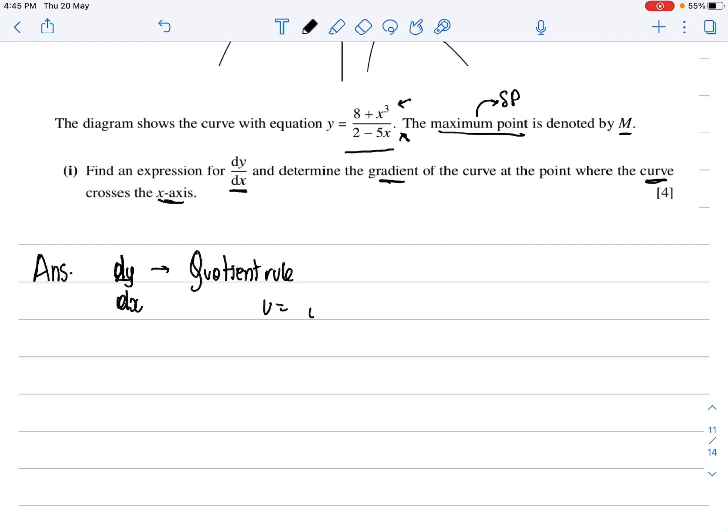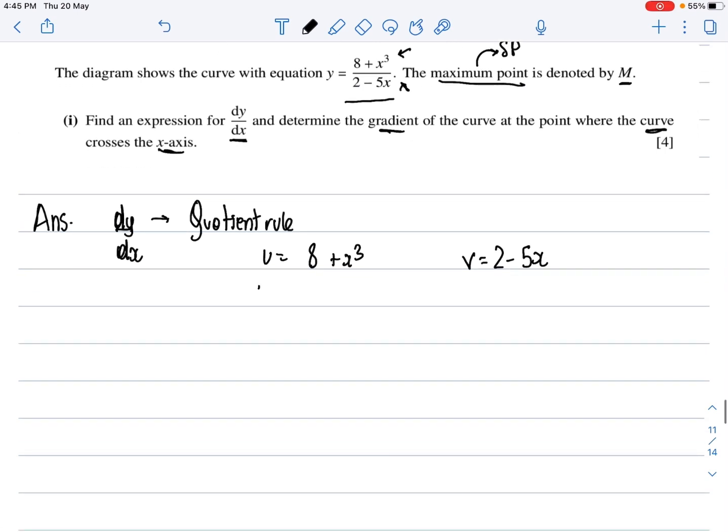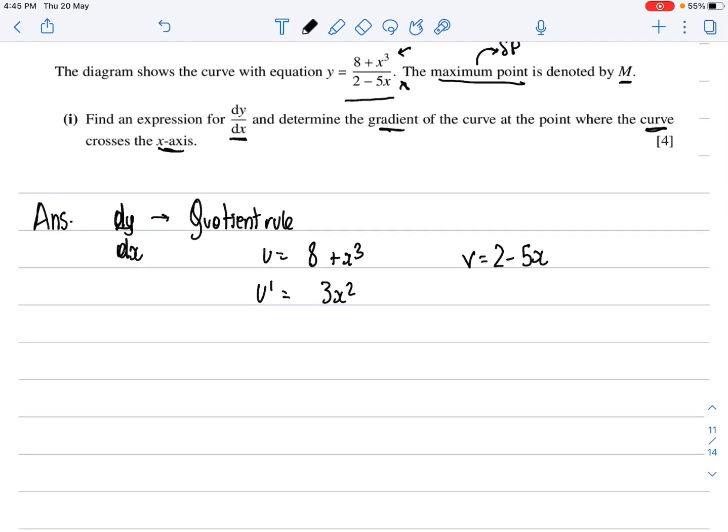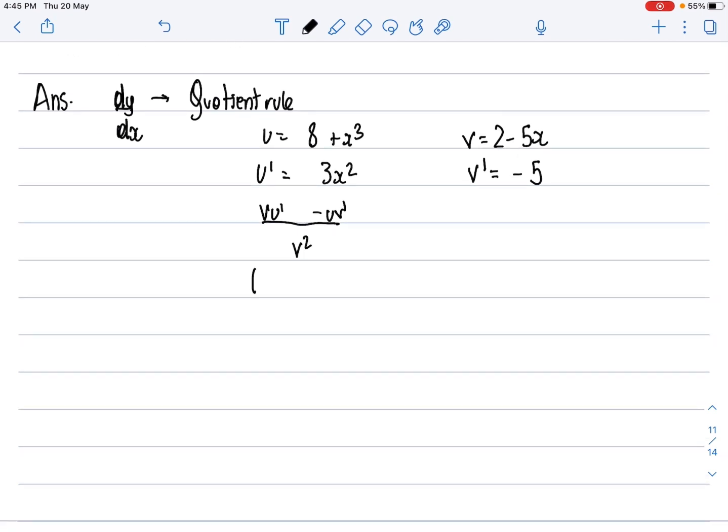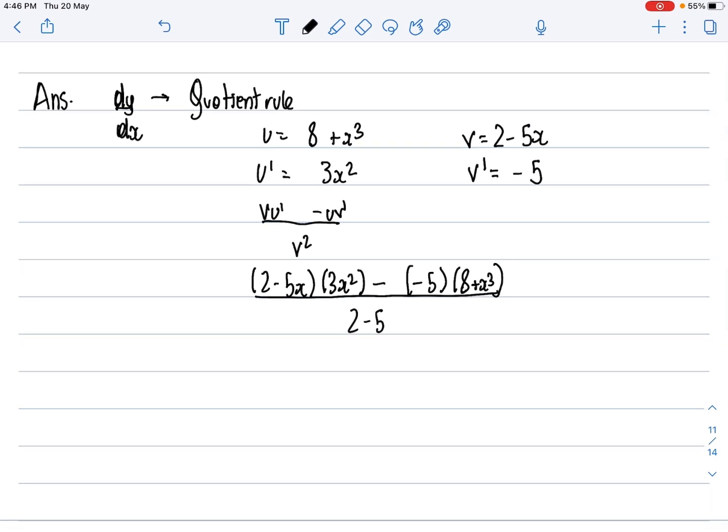So I take my u as the numerator, which is 8 plus x cubed, and my v as 2 minus 5x. Now u dash: the differentiation of 8 is 0 and of x cubed is 3x squared. For v dash, the differentiation of 2 is 0 and of minus 5x is minus 5. So the formula is (v u dash minus u v dash) over v squared. So v u dash is (2 minus 5x) into 3x squared, minus u v dash, which is minus 5 into (8 plus x cubed), over v squared, which is (2 minus 5x) the whole squared.